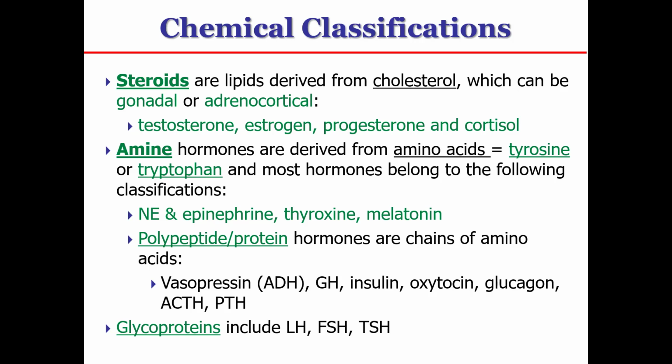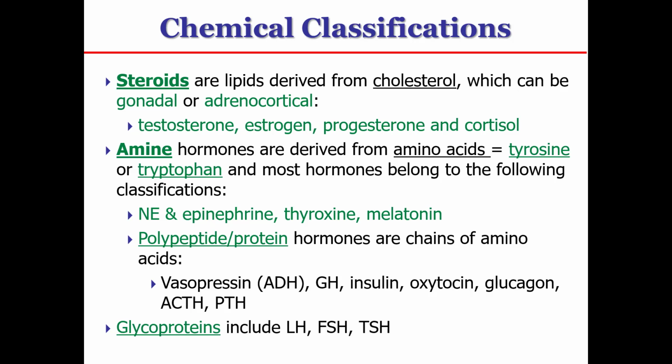This is an area where you also need to make a list or flashcards or something to help you organize these different chemical classifications. Is it a steroid? Is it a glycoprotein? Is it an amine-based hormone? So take this information and use it to categorize what is a steroid.